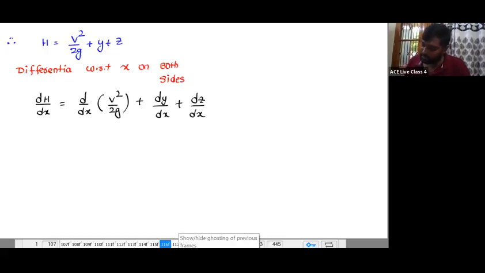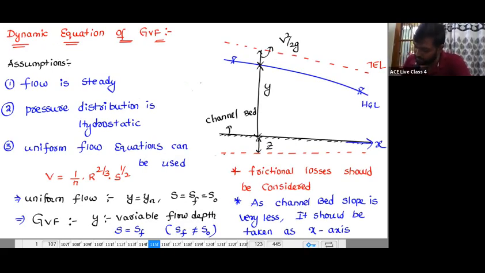Now, what is the meaning of this dy by dx and all those things? Let's see the actual meaning. What is h over here? The meaning of h is the total head. What is meant by dh by dx? It is the variation of the total head with respect to x. Keep that in your mind. You are taking the total head, so what is the slope of the total energy line? Sf, right?